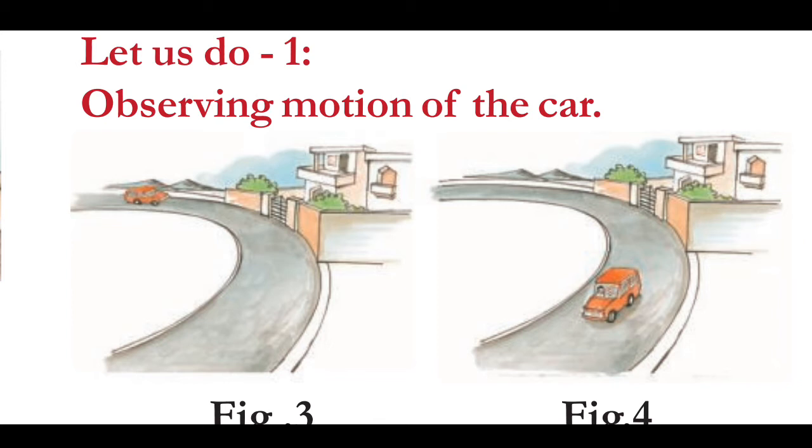But both of you are in motion with respect to the surroundings outside the car. Like this, you can understand what is motion and what is at rest. Next, there is a small piece of information for you: a body may be at rest with respect to one set of surroundings and at the same time may be in motion with respect to another set of surroundings.